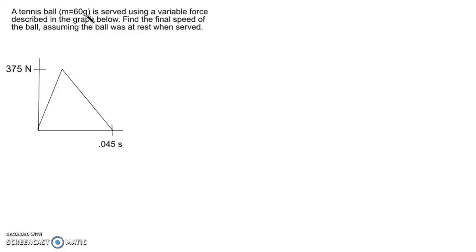A tennis ball with a mass of 60 grams is served using a variable force described in the graph below. Find the final speed of the ball assuming the ball was at rest when served. Okay, so we're trying to find this final speed, and we are given some information.